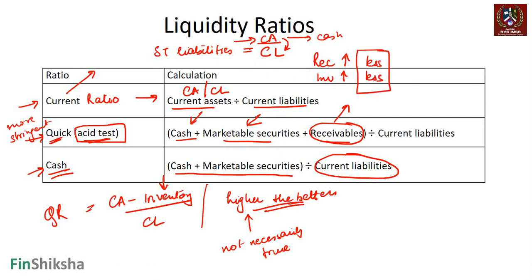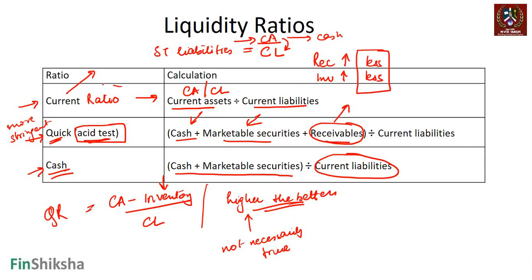Why do you want less inventory? Because inventory can become obsolete, right? There is a cost of storing all the raw materials, and there is a risk that inventory becomes obsolete. Let's assume you're a computer manufacturer. You have all the chips stored at your end, and you realize new technology comes in and those chips are no longer useful, right? So in an ideal scenario, you also want less receivables and inventory.